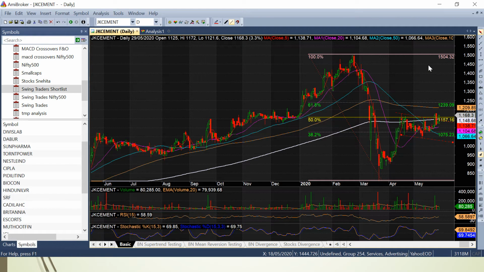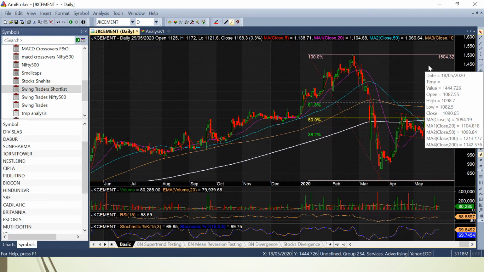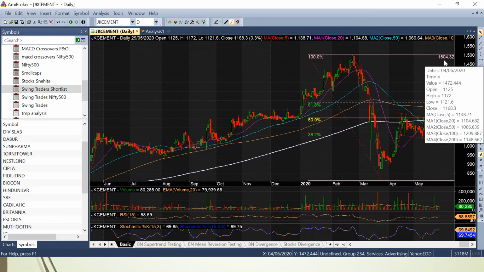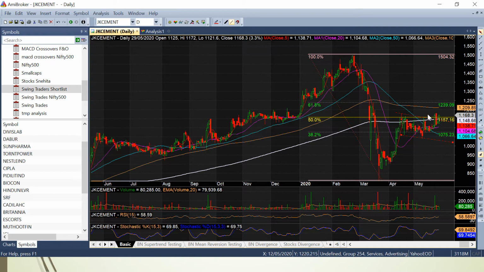Along with that, the next level in this zone, my Fibonacci level, is 1500. So I would expect 1500 rather than just 1240. That's the reason we are not going for this 61.8% level. We are shooting for the 1500 level. This is how I would set my profit target for JK Cement.